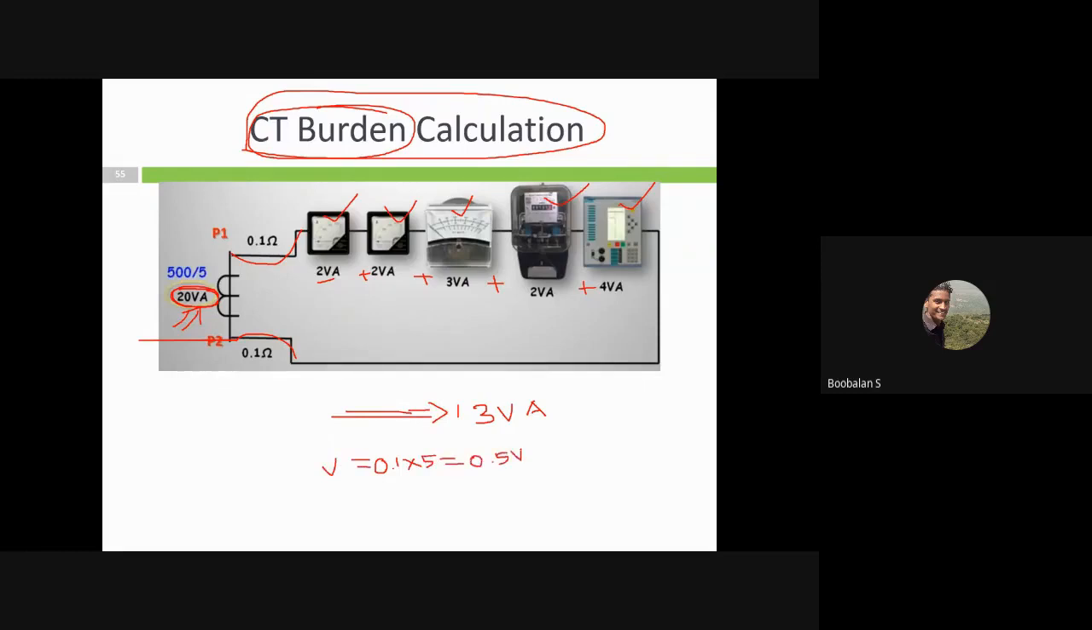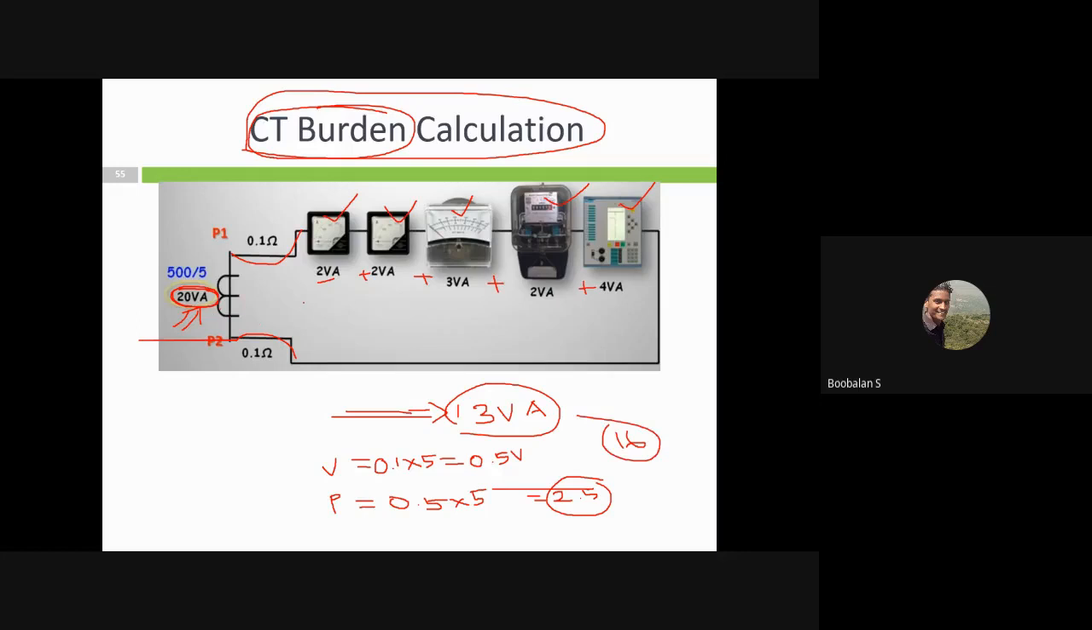Right? 0.5 voltage, and we need to calculate the total power: now 0.5 voltage into V, and current will be 5, right? So 5, so 2.5, right? So again add this 2.5, it will be around 13 kVA, and it will be around 15, 16. Right? So it will be below 20. So it will be a good one, right?